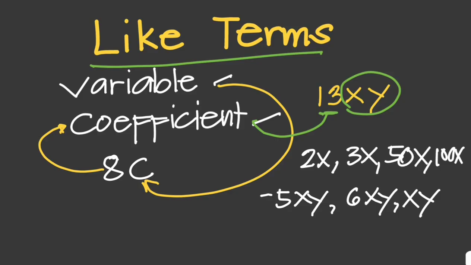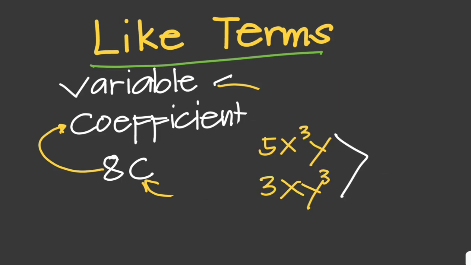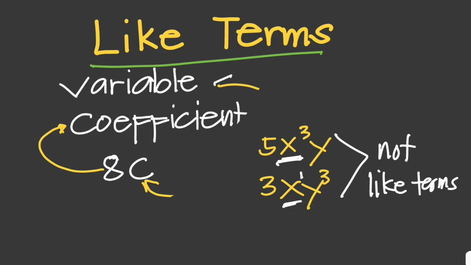And take note that variables with different exponents are not like terms. Say for example, these two here, 5x cubed y and 3xy cubed. These are not like terms because they don't contain exactly the same variables. We compare the variable x in these two expressions. x here has an exponent of 3 while here it has an exponent of 1. So they are not like terms.